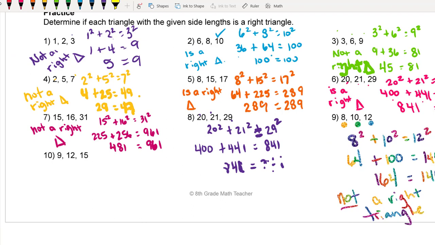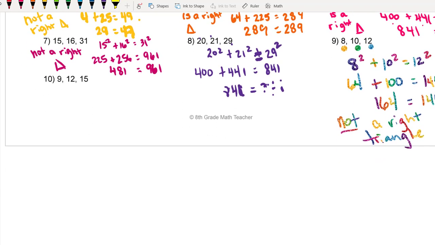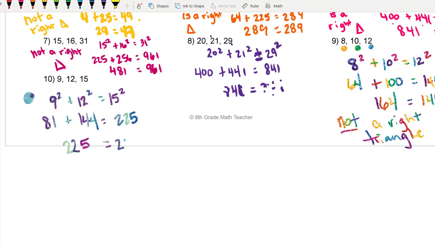All right, the very last one, 9, 12, and 15, already in order from least to greatest. So 9 is one of the legs squared plus 12 squared equals 15 squared. 9 squared is 81. 12 squared is 144. And 15 squared is 225. 81 plus 144 is 225. This is a balanced equation, so this is a right triangle.